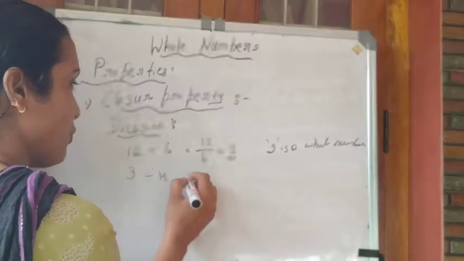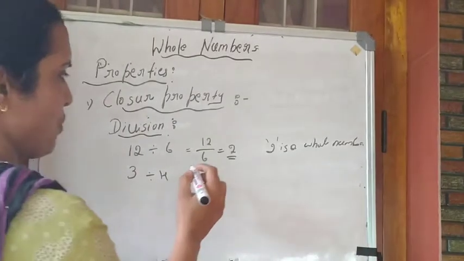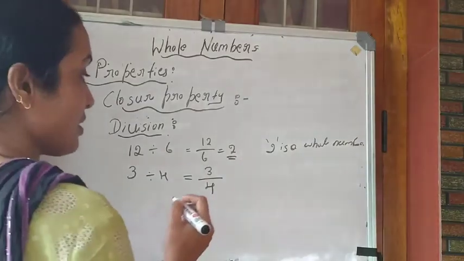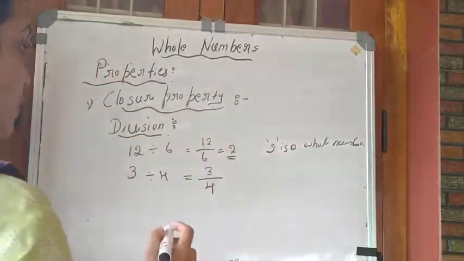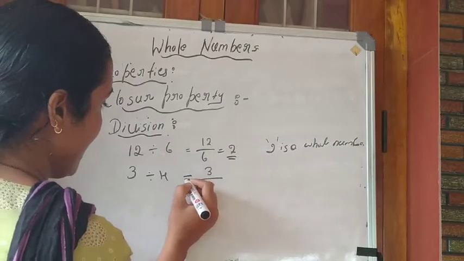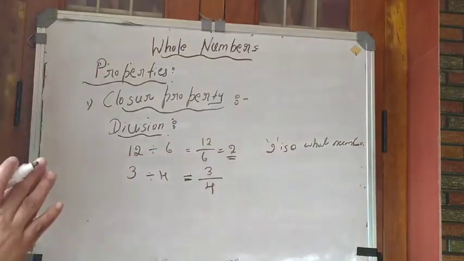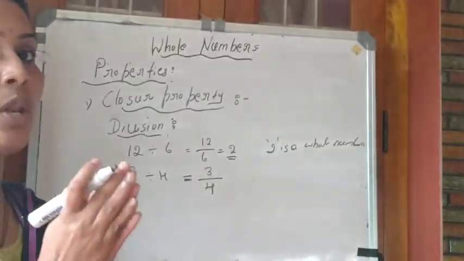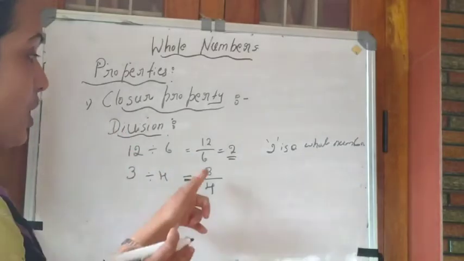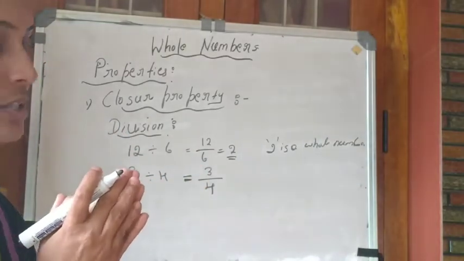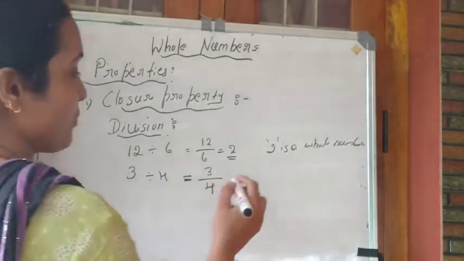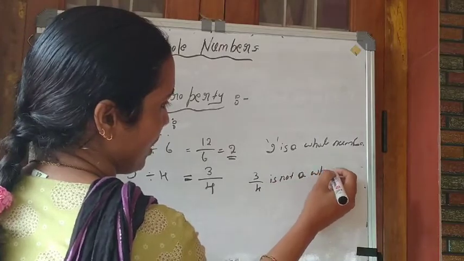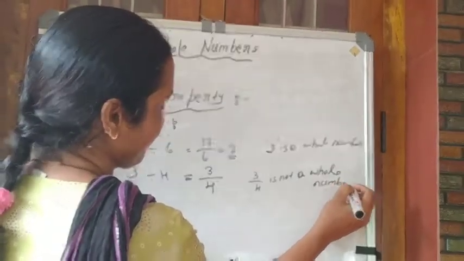3 divided by 4. 3 divided by 4 can be simplified, and we will get 0.75. We will get decimal numbers. It's not a whole number. So this is a fraction form, isn't it? So 3 by 4 is not a whole number.